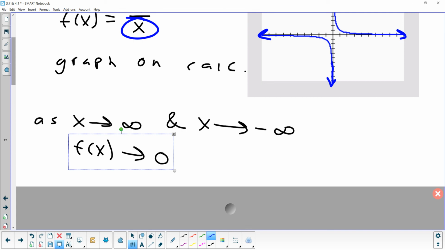And I think this was in the title of the section, but does anybody remember what you call that, a value you approach? Like on a graph, you usually put it as a dotted line, something you get very, very close to, but you never actually reach it.